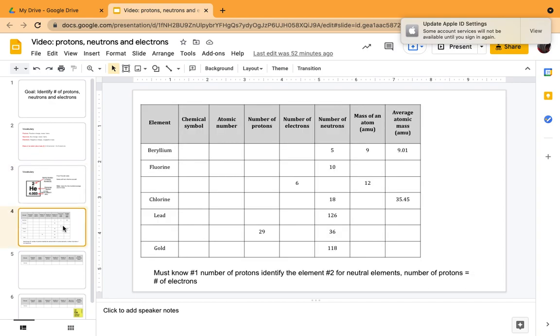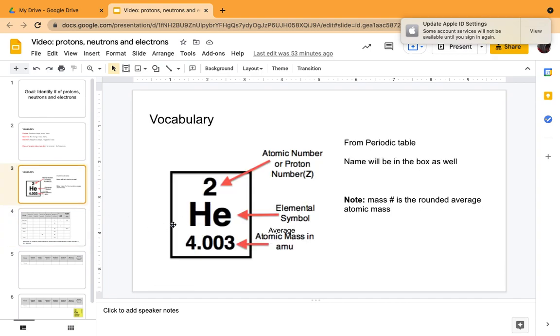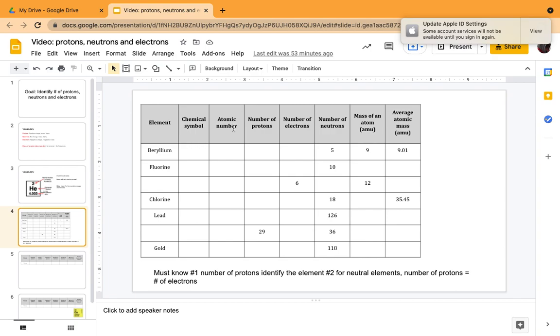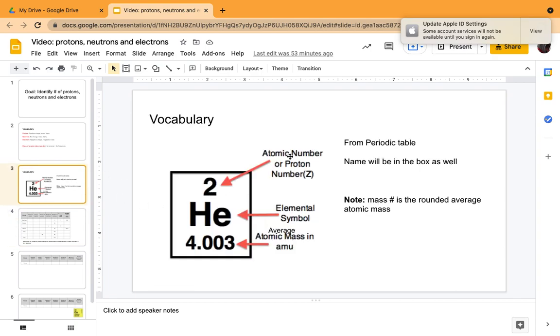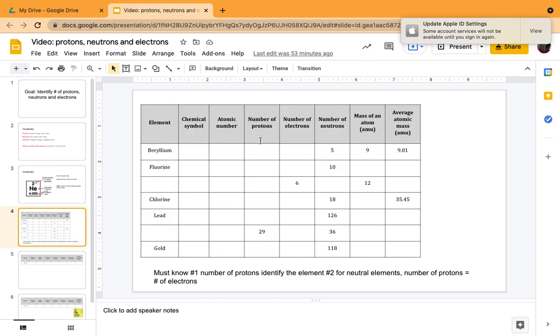Based on that information, you should be able to complete this table. I am going to do an example, but you should be able to complete this table. This is exactly what we discussed. So you have the element, the chemical symbol, the atomic number, the number of protons, which is the same as the atomic number, and the number of electrons, which for a neutral atom is the same as the protons. We're going to skip the number of neutrons for now.